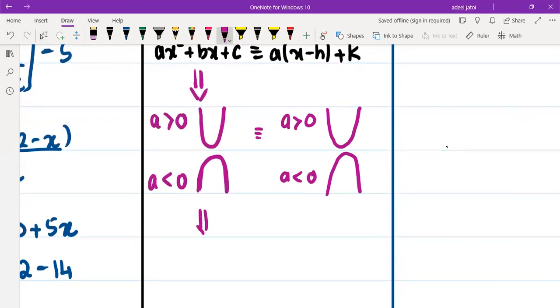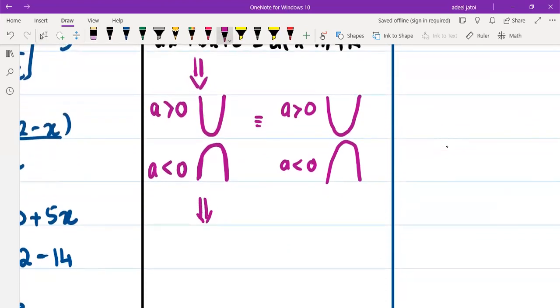Your quadratics, when x is equal to 0, it shows the y-intercept.